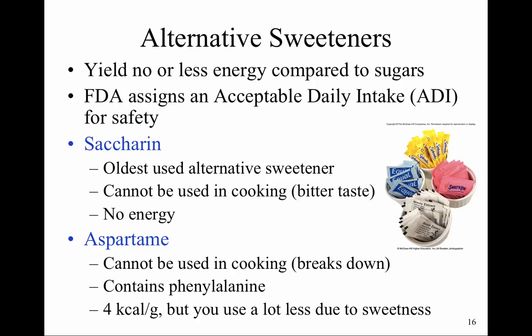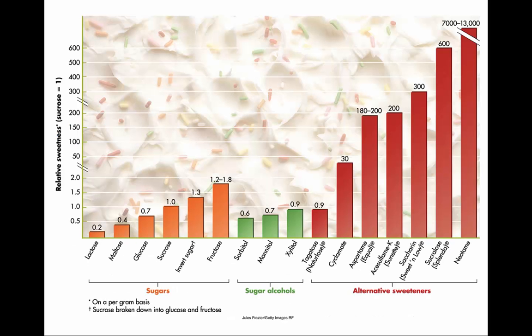But this one, you do get calories, but again, you use a lot less. So at the end of the day, when you use this, you're only using a little bit. So the amount of calories you're getting is pretty low compared to if you used table sugar. And this one is used in a lot of stuff. This is a big one in most sodas. So many things have artificial sweeteners in. There's also many others, too.